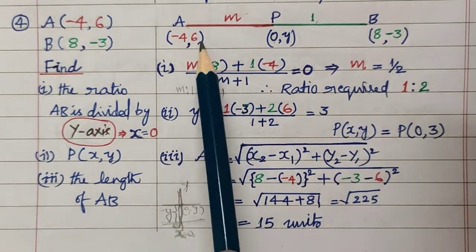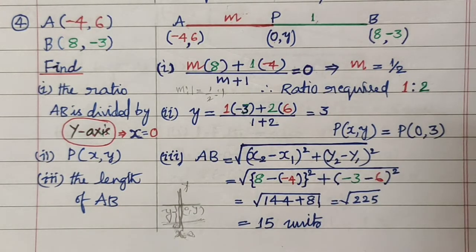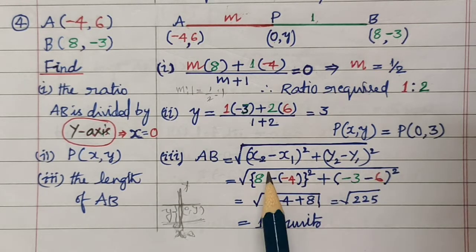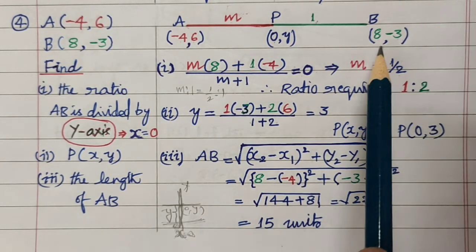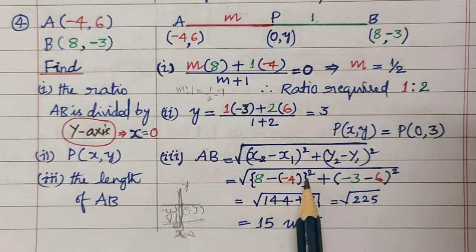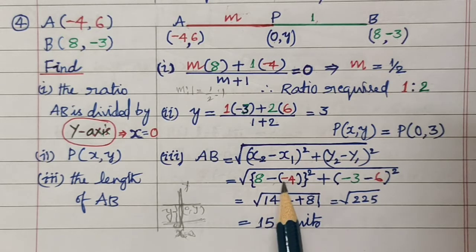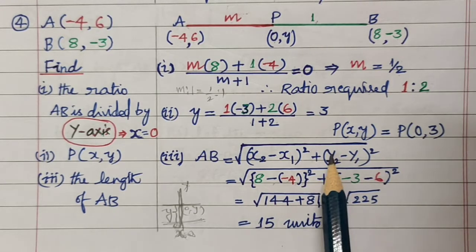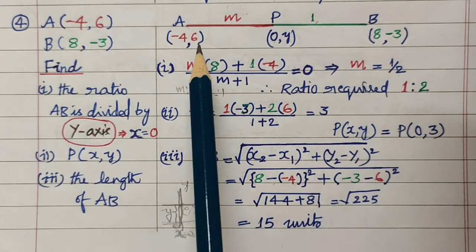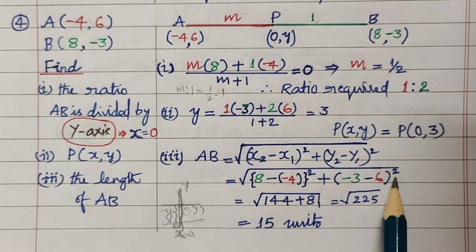Once you know x1, y1 and x2, y2, it is very easy to find out AB. AB is given by the square root of (x2 minus x1) whole square plus (y2 minus y1) whole square. x2 we know it is 8, x1 is minus 4, so (8 minus of minus 4) whole square, y2 minus y1, y2 is minus 3, then minus 6 whole square.